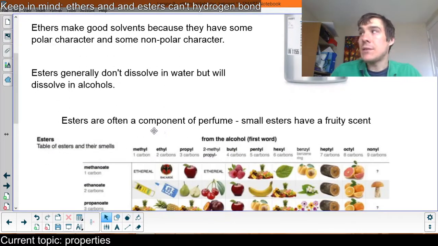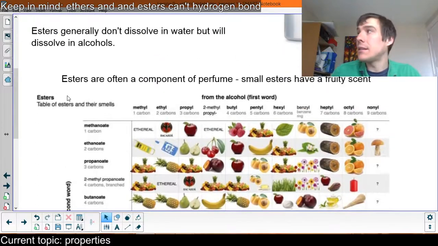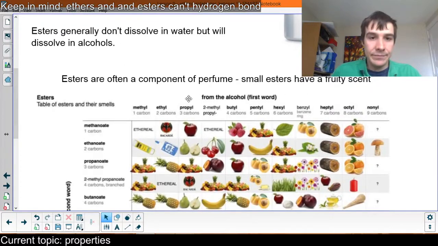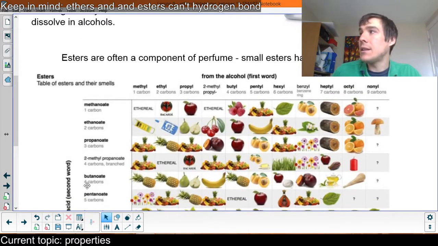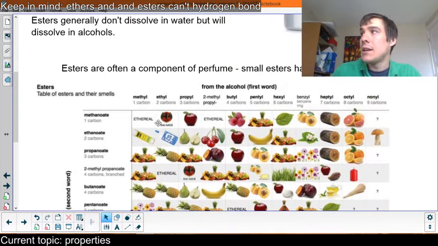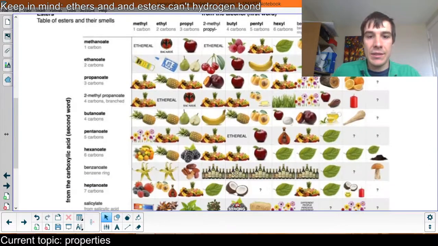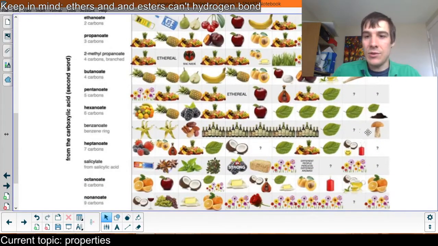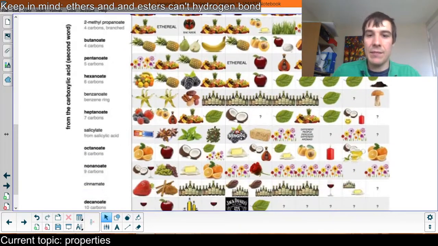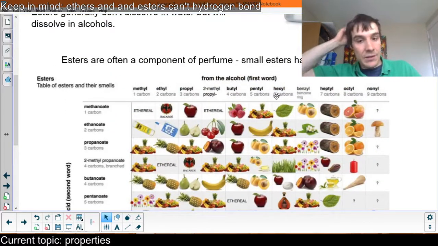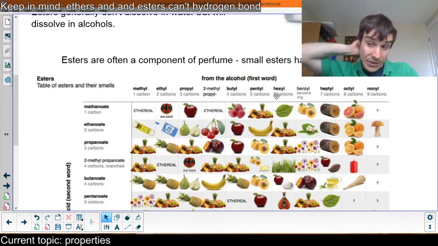And the cool thing about esters, the really cool thing about them, is that they smell fruity. A lot of small esters will smell fruity. So here's the alcohol and here's the carboxylic acid. You can see, for example, that propyl methanoate smells like apples, or butyl methanoate smells like strawberries, and all these other ones, pineapple and citrus and mushrooms, I guess, apparently. Very strong blackberry smell. So yeah, you get a lot of artificial scents from esters.